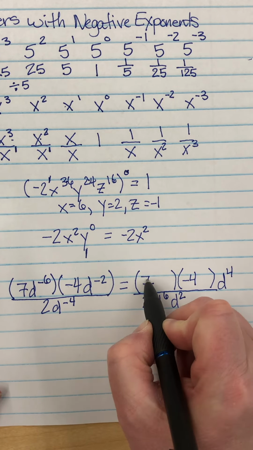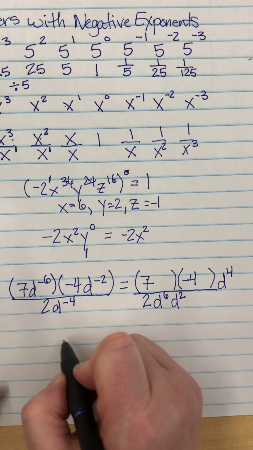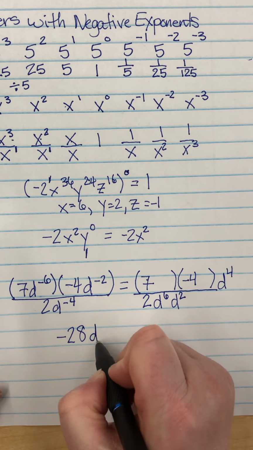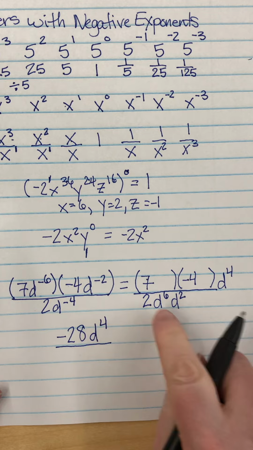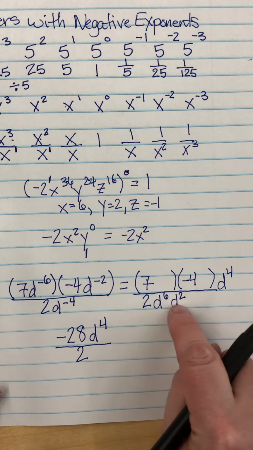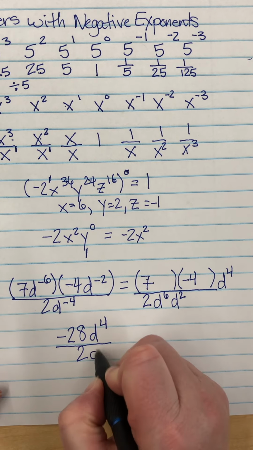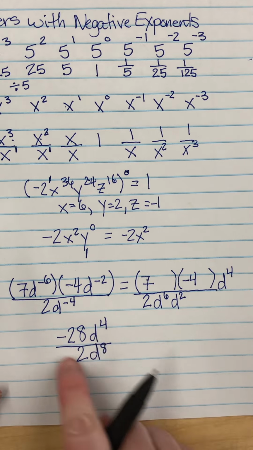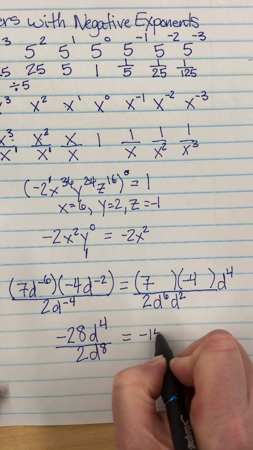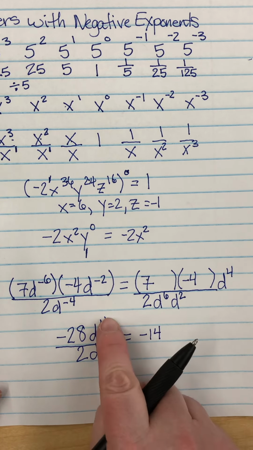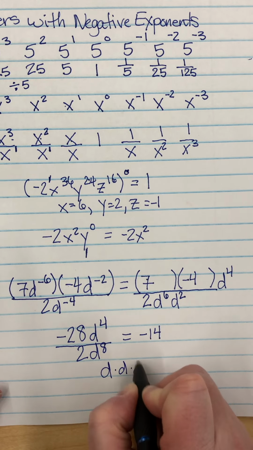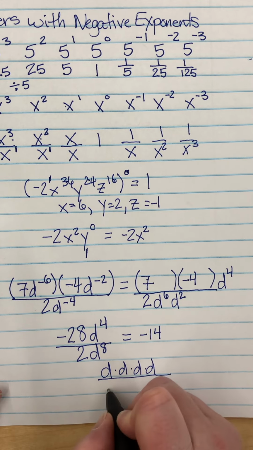So I have on the top a 7 times a negative 4 times a d to the 4th, so that's really negative 28, d to the 4th, and on the bottom I have a 2, and I have d to the 6th and d squared, so remember this rule is to add these exponents, so I really have d to the 8th. Now I need to look at, can I simplify anything? Well, negative 28 divided by 2 is negative 14, and I have d to the 4th and d to the 8th, so this is basically 4 d's being multiplied together on the top and 8 on the bottom.